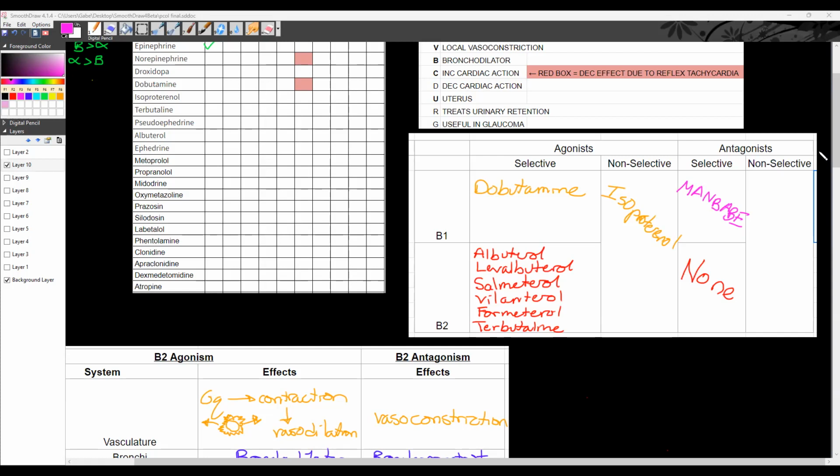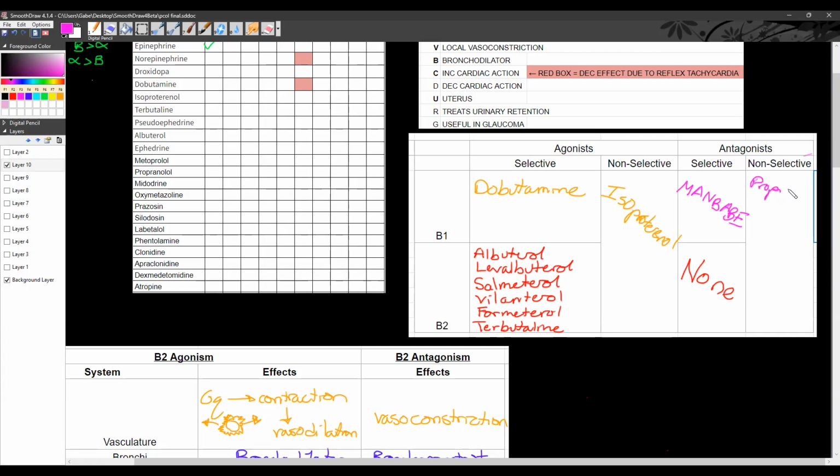So we have things like propranolol, nadolol, pindolol, sotalol, timolol. Where is timolol specifically used? Do we use it for the heart or do we use it somewhere else? Eye drops, right? So we're using this for glaucoma. So we're specifically using it for its beta antagonistic activity.